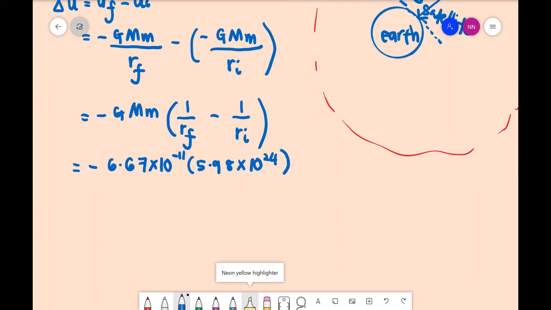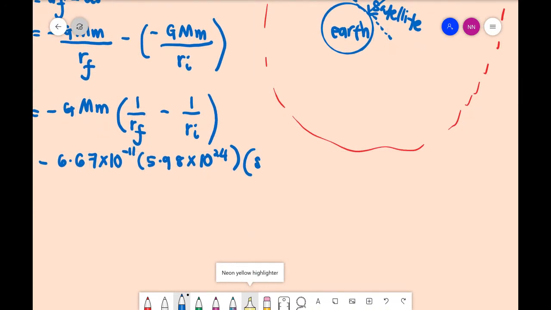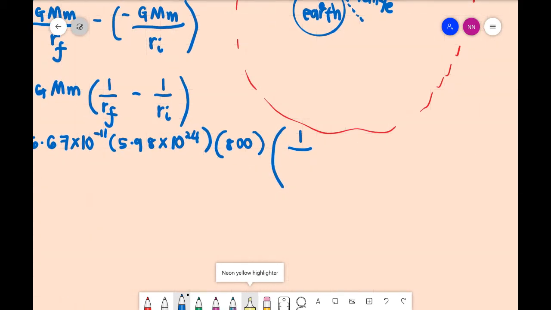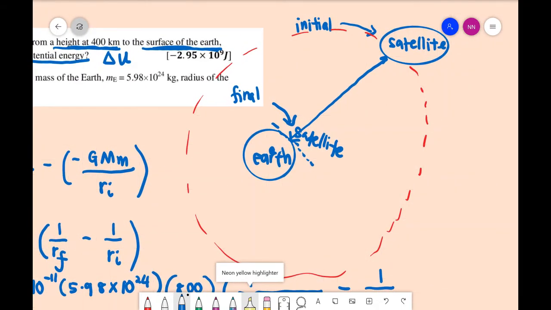And then small m is the mass of the test mass. The test mass here is the satellite, and the mass of the satellite is given. It is 800 kilograms. And then 1 over Rf. Rf is the distance from the final position to the point, which is the Earth's center. So Rf is the radius of Earth, 6.38 times 10 to the power of 6, minus 1 over R initial. R initial is the initial distance.